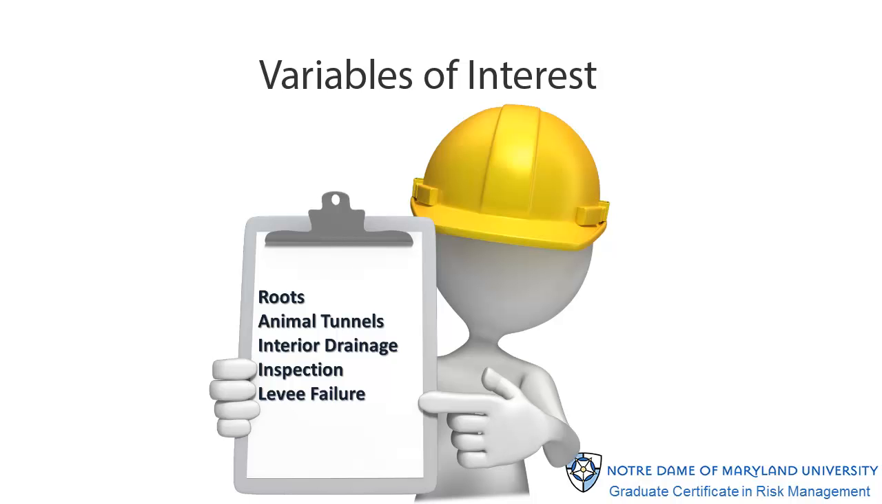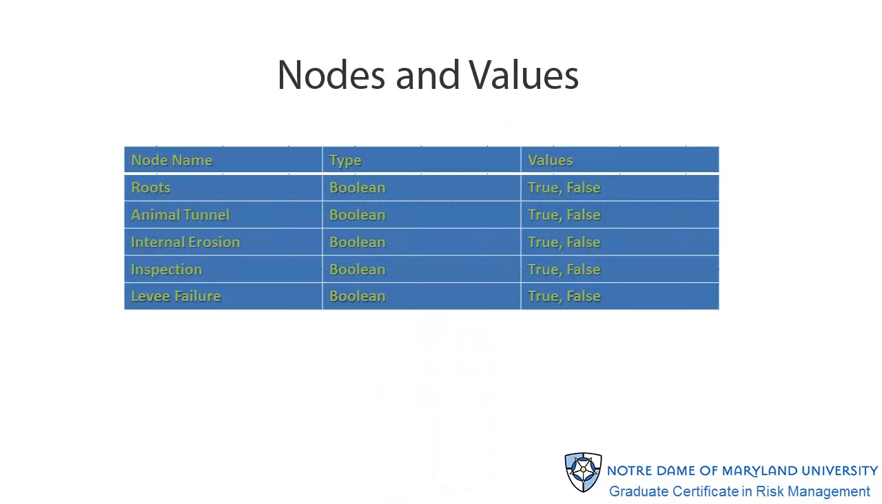Each of these variables has the value true or false. This summary summarizes the nodes and their values. Notice on the left the 5 variables: roots, animal tunnels, internal erosion, inspection, and levee failure. The type of value is Boolean. This is the same as dichotomous, as we spoke of in a previous slide. And the values for each of these is either true or false.